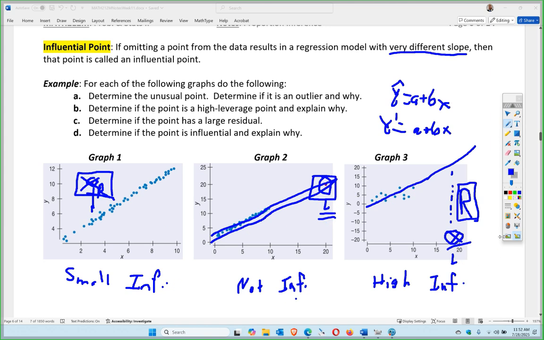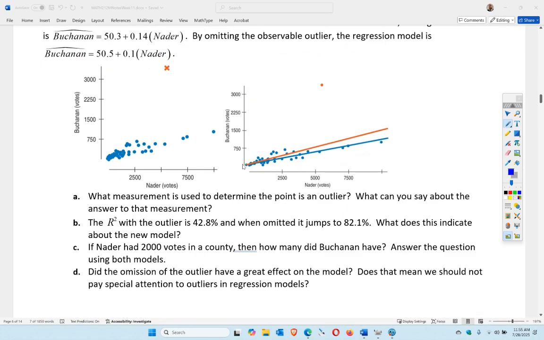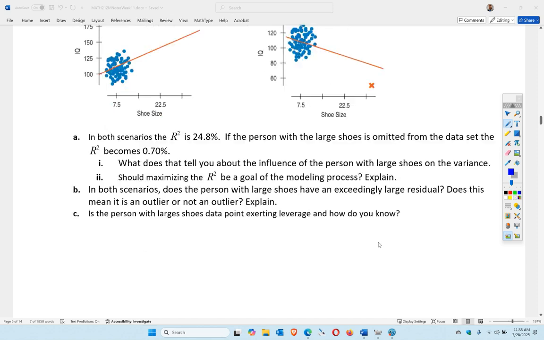So let's look at an example like this one. Let's go back to the Ralph Nader Buchanan one. If you look at this, where is it here? That's a very similar one where it has no leverage but high residual, right? Look what happened to the slope: 14 to 10%. Did it change it? Not very much, right? But you look at the slope here, massive change of slopes, right? So your higher leverage is going to change the slope more, basically. Unless it's right on the line, it's not really going to matter.